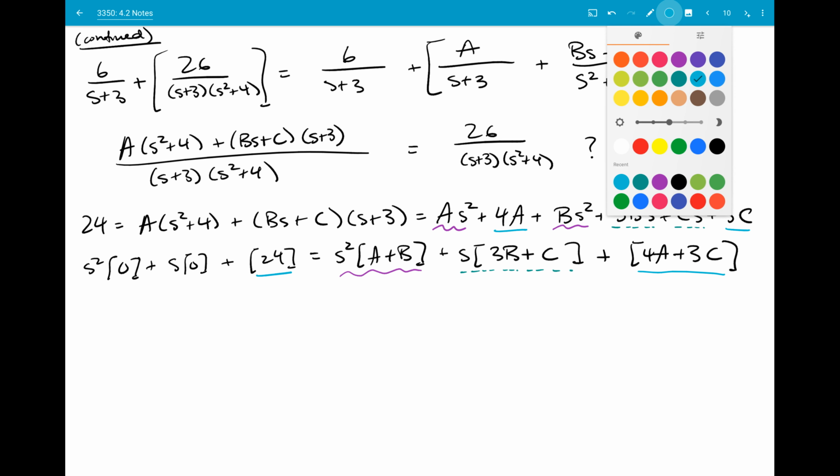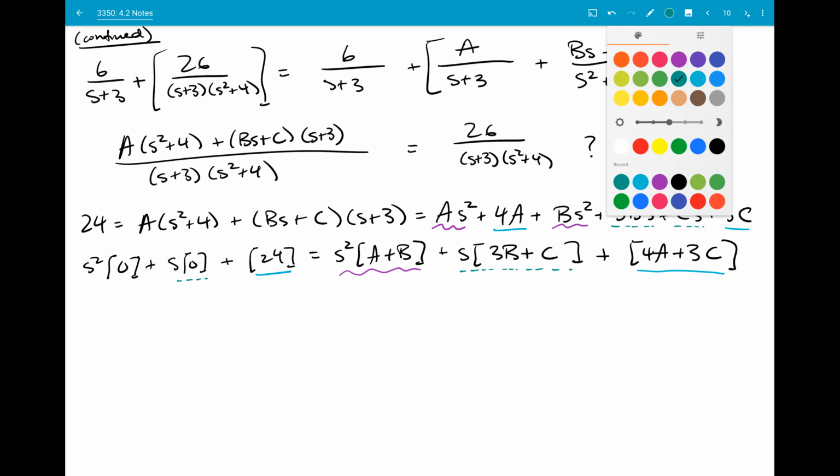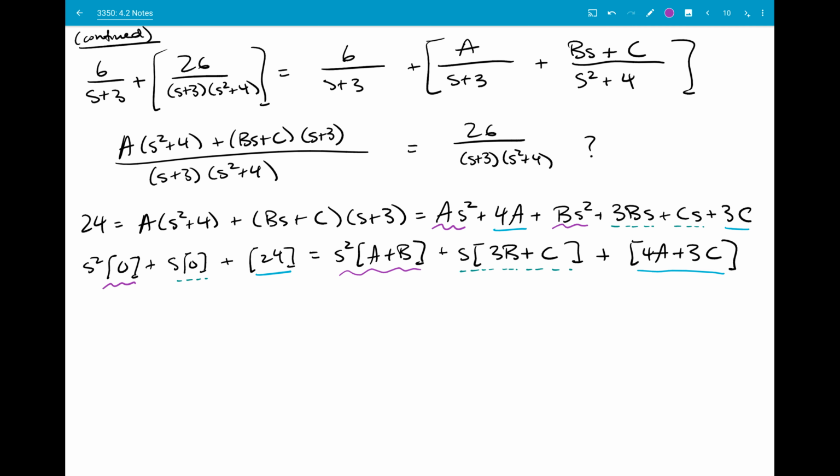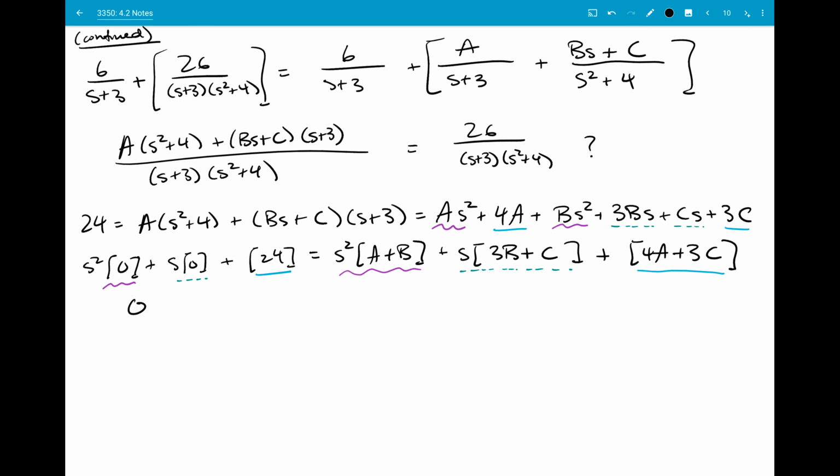So what I'm going to have is that these things are equal on similar terms, like this. So I'm going to need that 0 is equal to A plus B, 0 is equal to 3B plus C, and 26 is equal to 4A plus 3C.